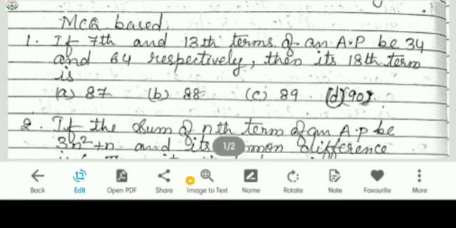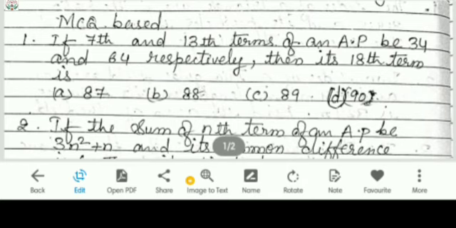is. Now, the 7th term is the nth term. You know the formula, that is a plus n minus 1 into d. So here n is 7. Now put the value of n as 7. So you will get a plus 7 minus 1 into d. Okay, so that will be a plus 6d. Equal to how much is given? The 7th term is 34. So a plus 6d equals 34. Mark it as equation 1.